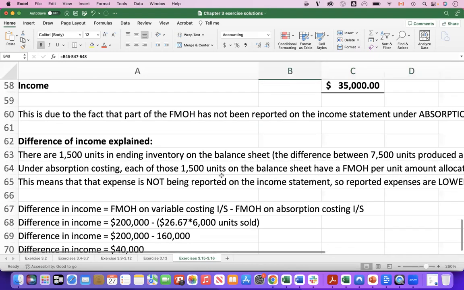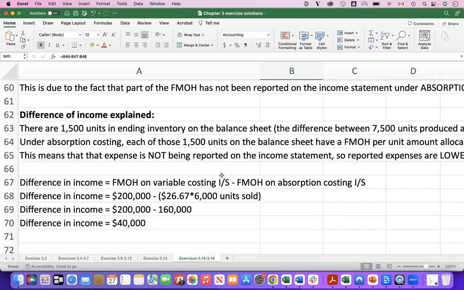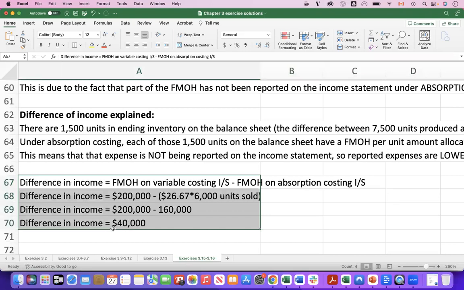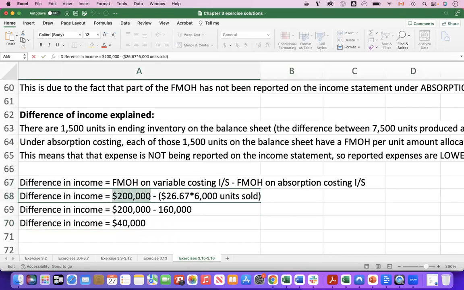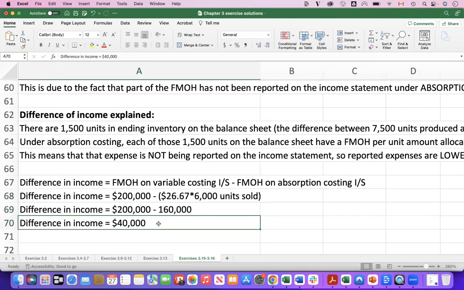And it's all because of the amount of fixed manufacturing overhead that's reported on the income statement under variable costing versus absorption costing. And you can see the reconciliation here, how we arrive at that difference in income of 40,000. It's the amount of fixed manufacturing overhead reported under variable costing versus absorption costing. Under variable costing, as we said, the entire 200,000 is going to be reported. Under absorption costing, that's not the case. It's only related to the 6,000 units that are going to be sold, hence the difference of 40,000 in fixed manufacturing overhead and therefore in income.